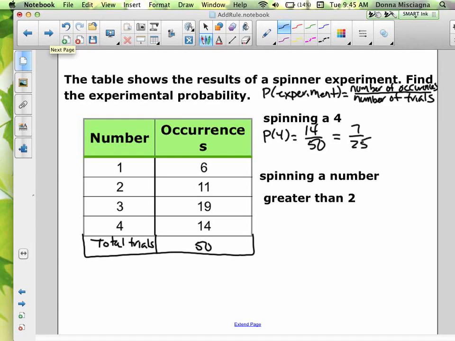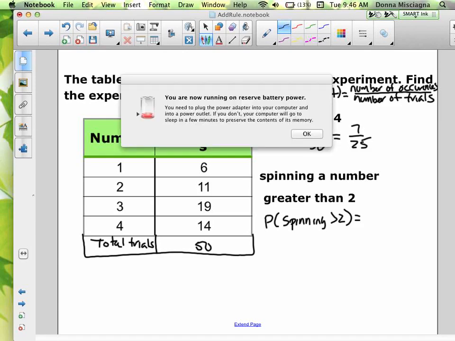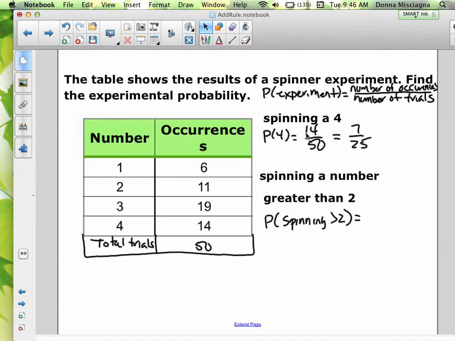How about spinning a number greater than 2? All right, so how would we calculate that out? Orange 2. Oops. Does that include 2 or exclude? Excluding 2, because it's greater than 2. So it would be 11 over... Oops. So I need to plug in. 11 over 2. No, that would be the probability for a 2.